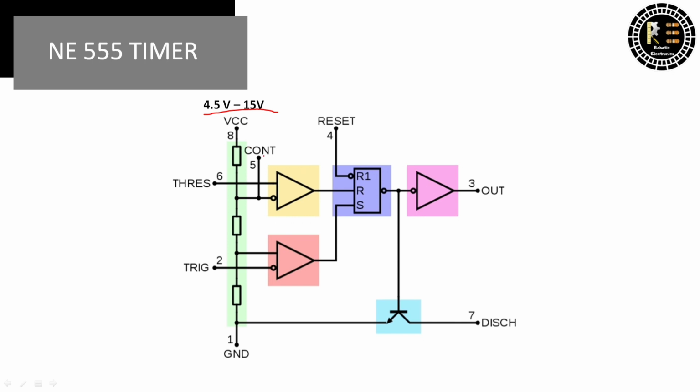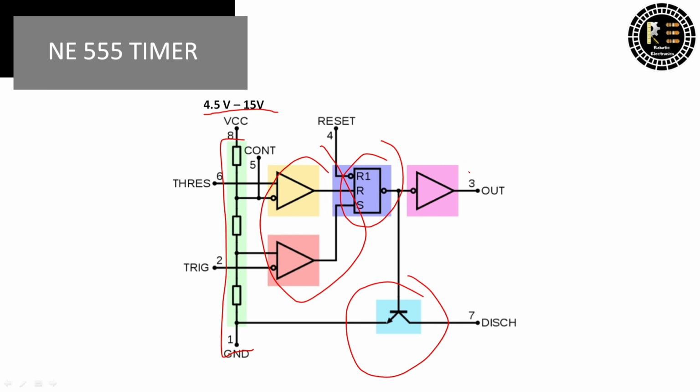The 555 timer circuit consists of many blocks. This is the voltage divider block, where the voltage is divided in this sector. This is the comparator block, where two op amps are used. This is the flip-flop, and here the transistor is used for discharging, and here it is the output. Let us look at a brief of this circuit.